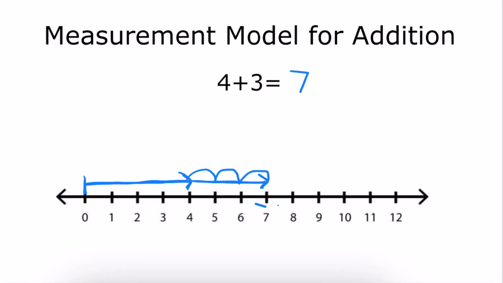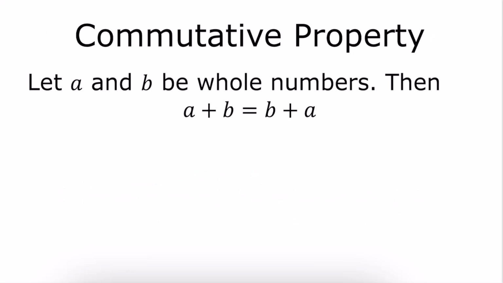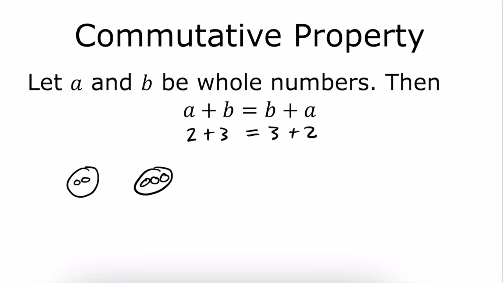Now that we have these two models, let's go back and look at the properties. The commutative property says that if you have two whole numbers, a and b, then a plus b is going to equal b plus a. I can demonstrate this with a set model. Let's say I wanted to use a set model to model the problem 2 plus 3, and I'm trying to show that this equals 3 plus 2. If I was to draw a picture of this, 2 plus 3 would be 2 items and 3 items in a group, and then you would combine them together and you would have a total of 5 items.